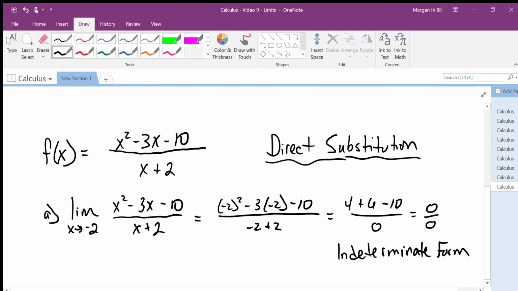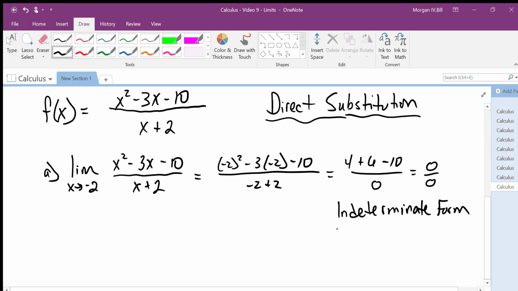0 over 0, this indeterminate form, means we're not exactly sure how this is going to turn out. Our actual answer could be 1, or 7, or 3 halves, or infinity. Right? We're just not sure. We can't determine it. So, indeterminate form. And what's really happening here, oftentimes when we have 0 over 0, is there's a hole in the graph. And in that case, that's good for us, because when there's a hole in the graph, the limit will exist.